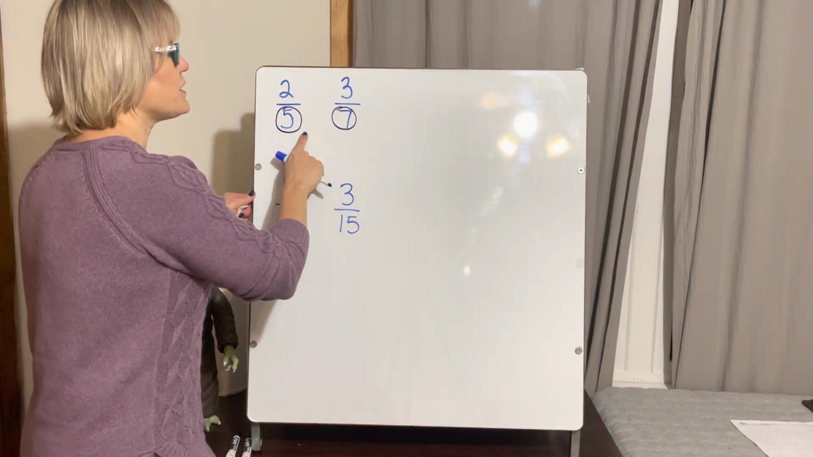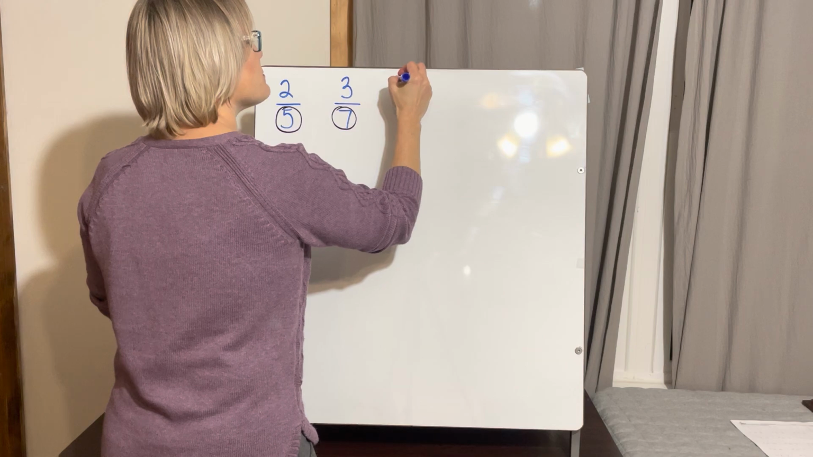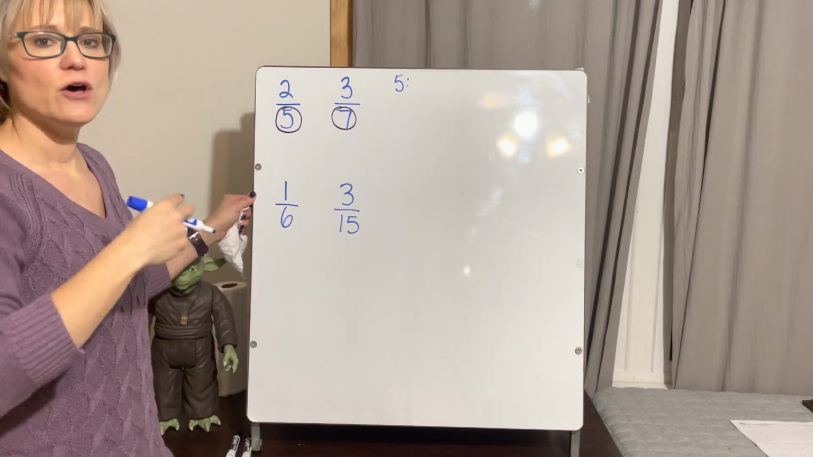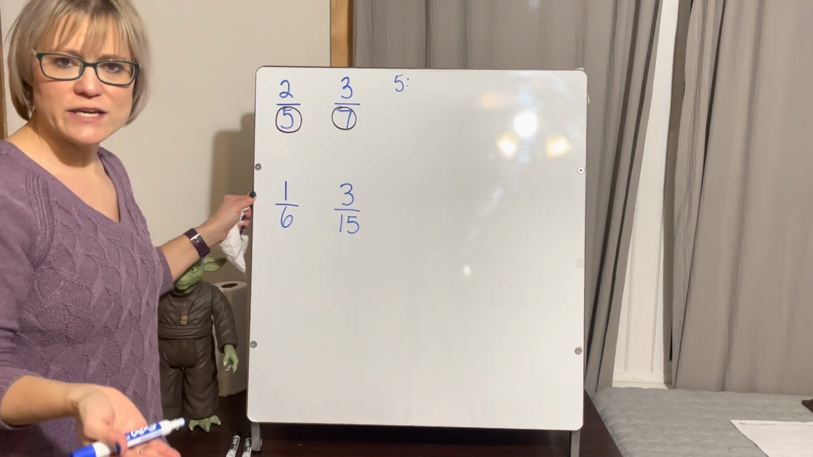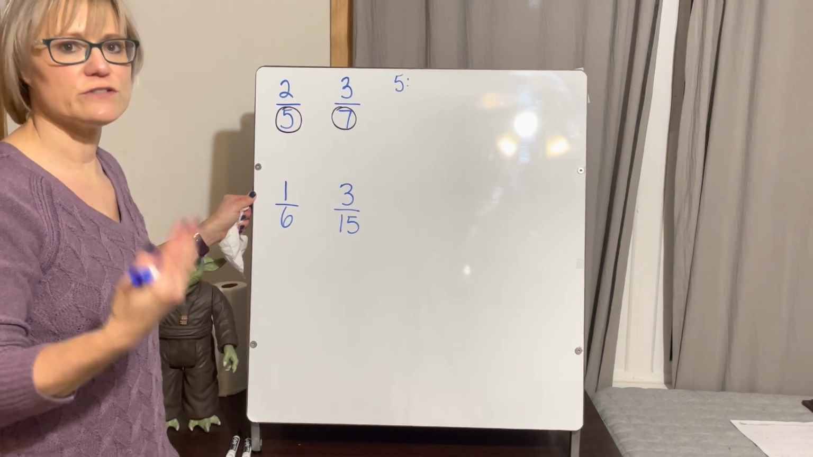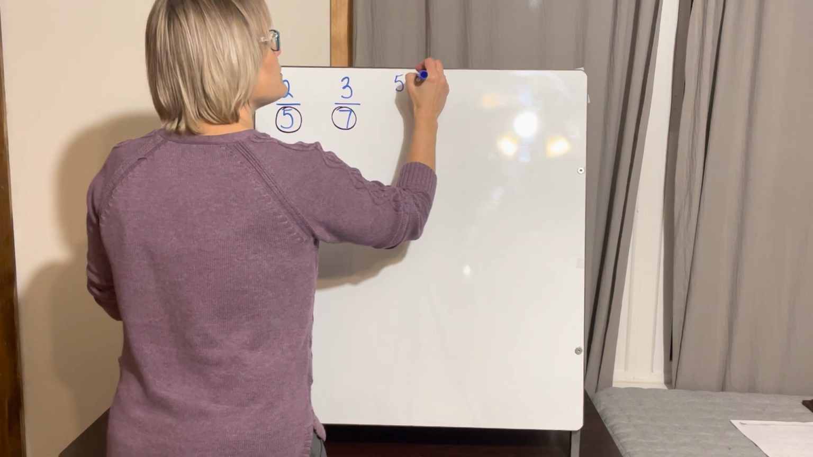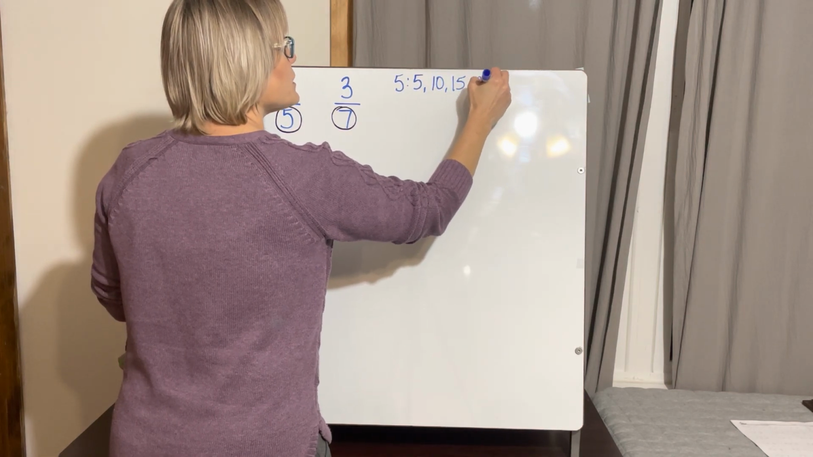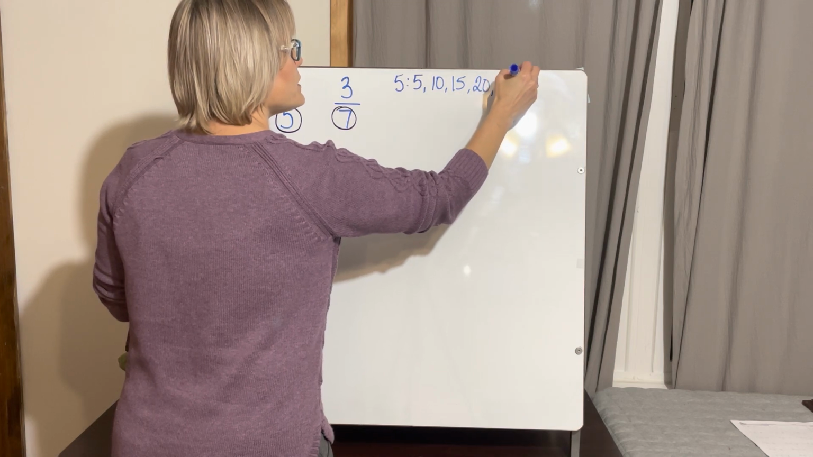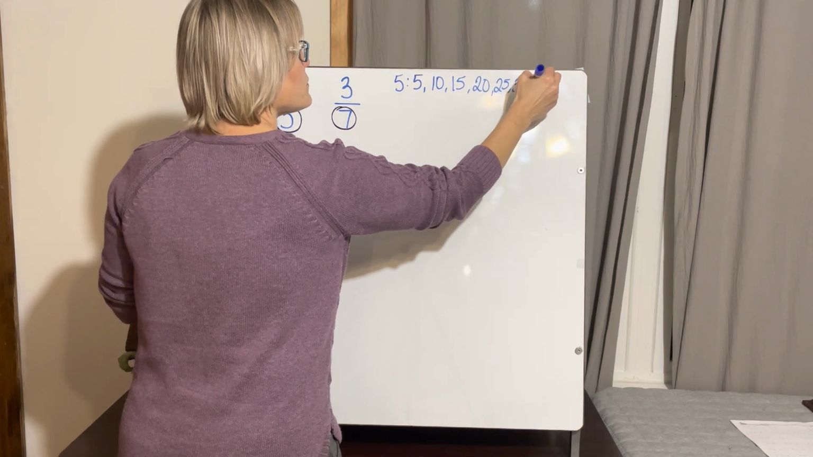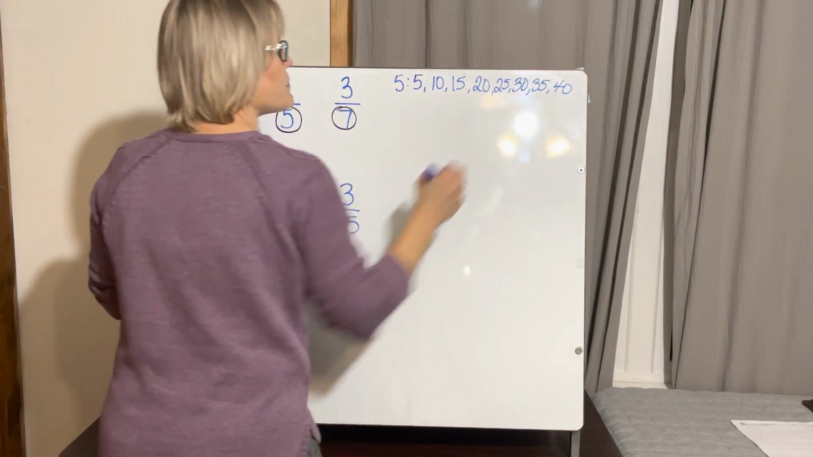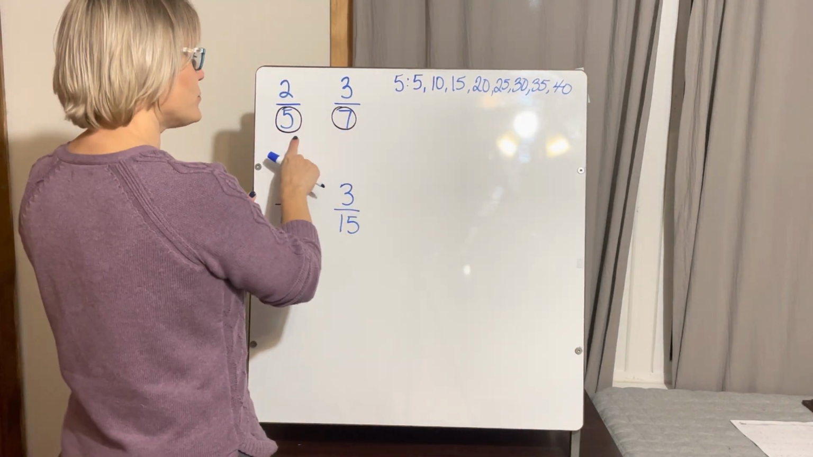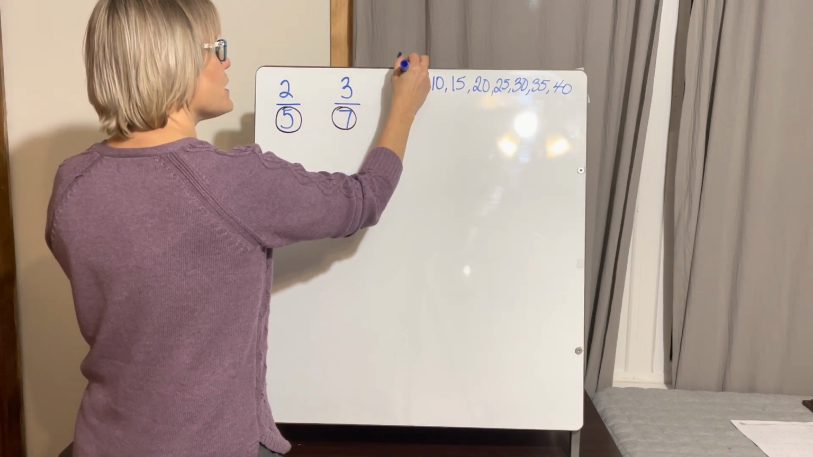We write each denominator out to the side. I'm going to write my 5, and then count by fives, just like you did in 3rd grade when you were first learning to multiply. So I'm going to write 5, 10, 15, 20, 25, 30, 35, 40, and I'm going to stop there. Now we have the multiples of 5.